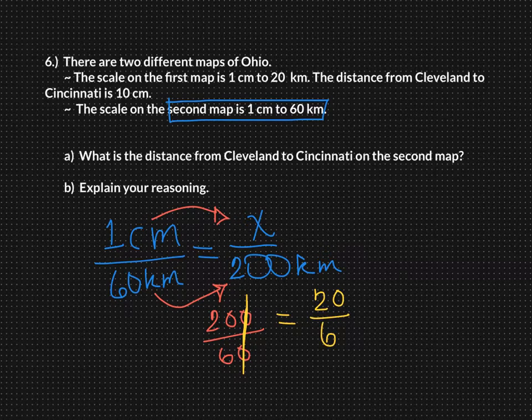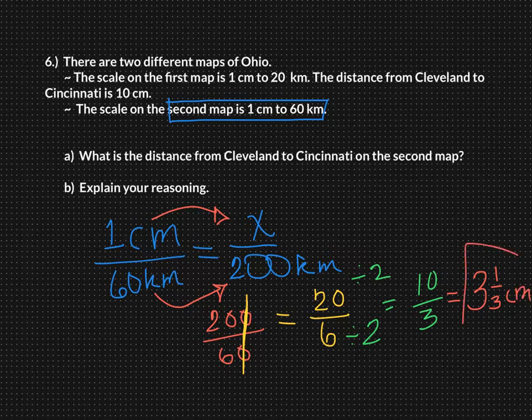Do they still share a gazinta? They sure do, because they're both even numbers. So I would divide top and bottom by 2. That's going to give me 10 over 3. They no longer have a gazinta to share, so I just need to reduce it. 3 goes into 10 3 times, with 1 left over. So it's 3 1/3 centimeters as our final answer.